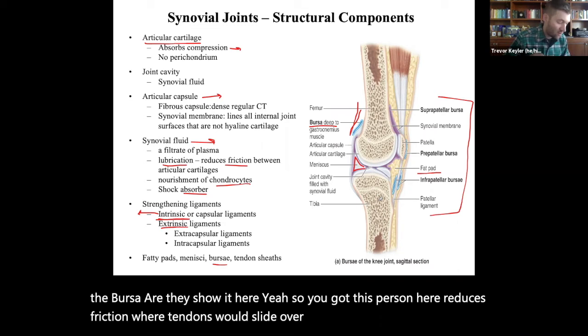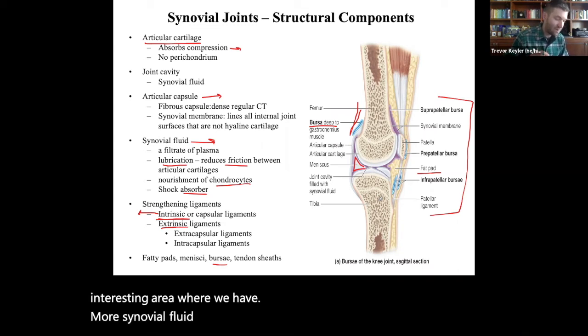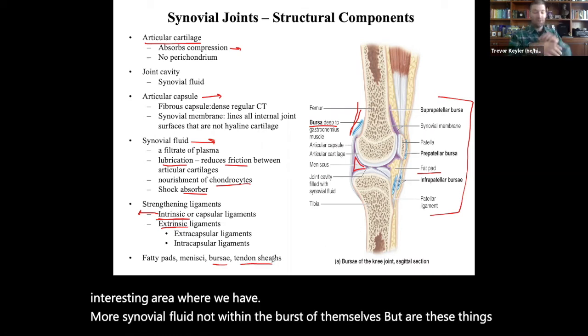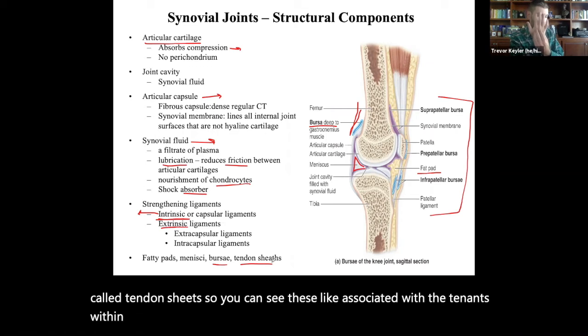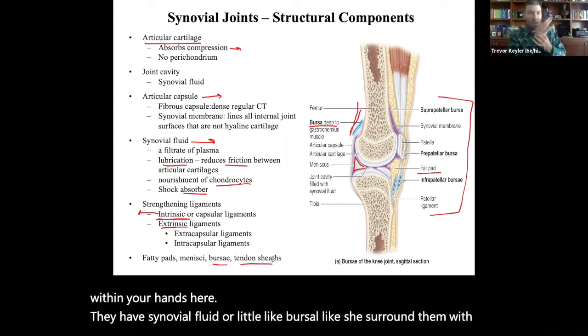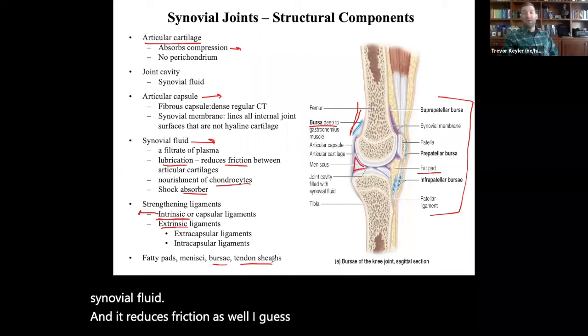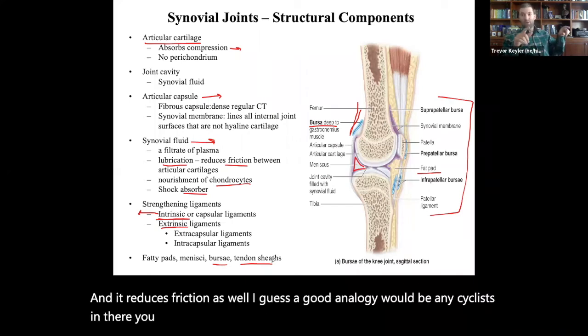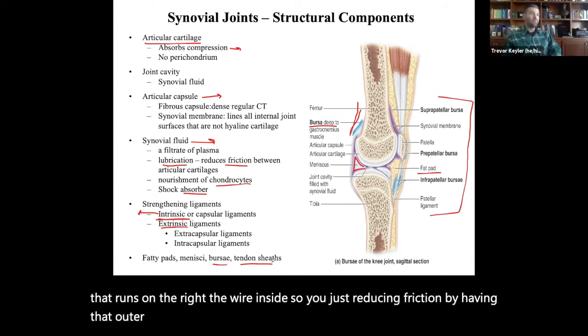Another interesting area where we have more synovial fluid, not within the bursa themselves, are these things called tendon sheaths. You can see these associated with the tendons within your hands here. They have little bursa-like sheaths around them with synovial fluid, and it reduces friction as well. I guess a good analogy would be, any cyclists in there? You have your brakes or your gear shifters. So you have that cable that runs with the wire inside. You're just reducing friction by having that outer coating for those.